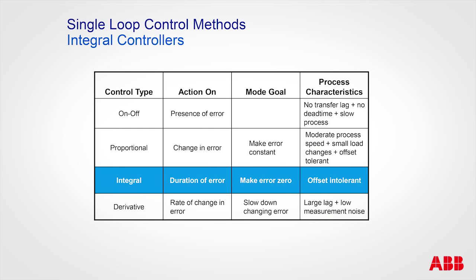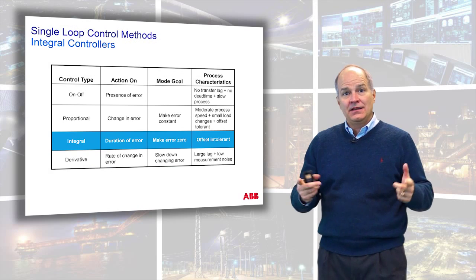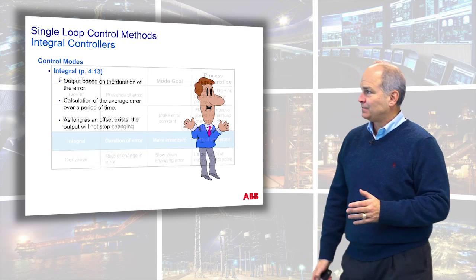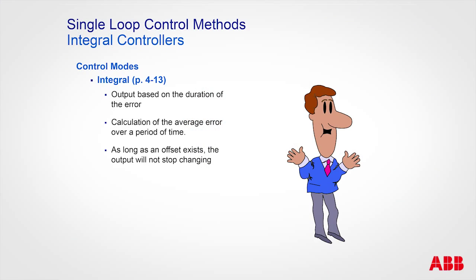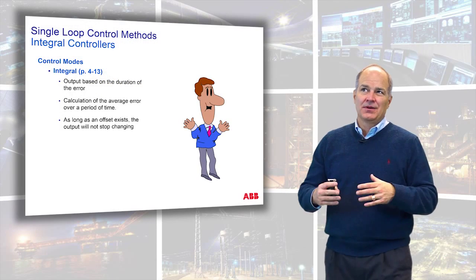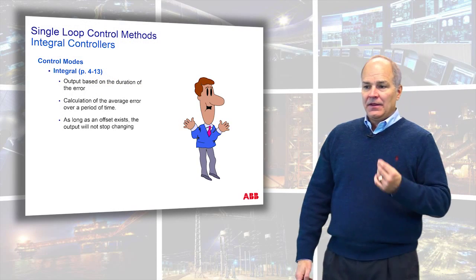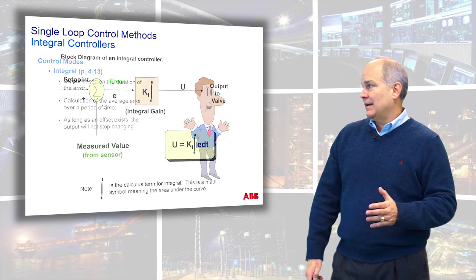So on-off is the presence of error. Proportional is the change in error, but you'll result in an offset. Integral is the next one on the block. It deals with the duration of the error, and its goal is to make the error zero. With integral control, the output is based on the duration of the error. The calculation of the average error over a period of time is roughly what that integral thing is doing. As long as an offset exists, the output will not stop changing. It will just keep going. Some people call it the watchdog. Another term for integral is reset, and I'll talk about that in a little bit.